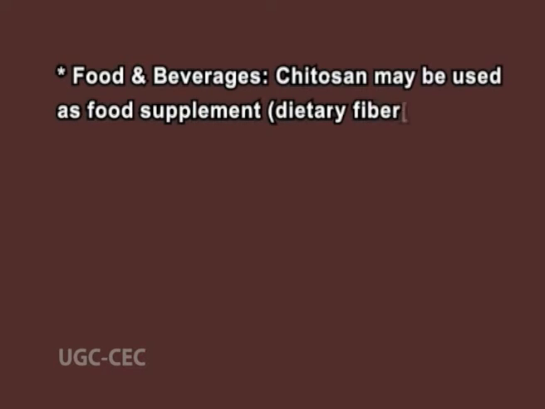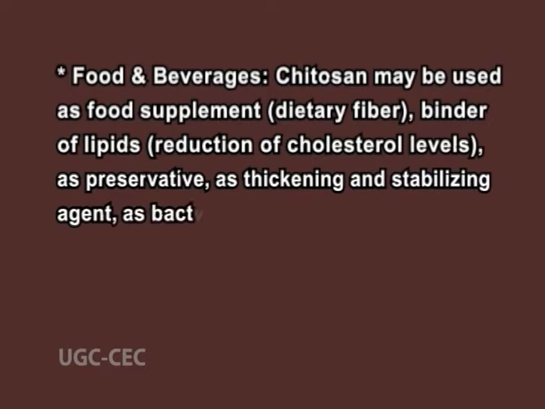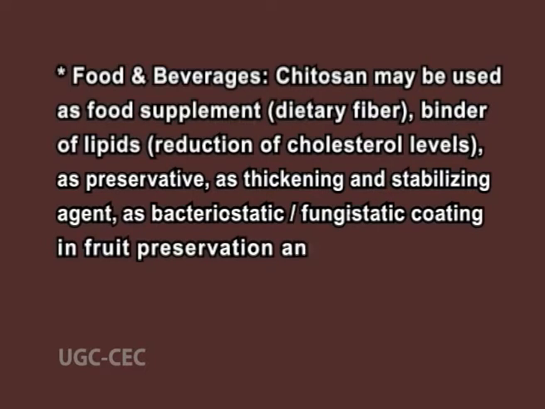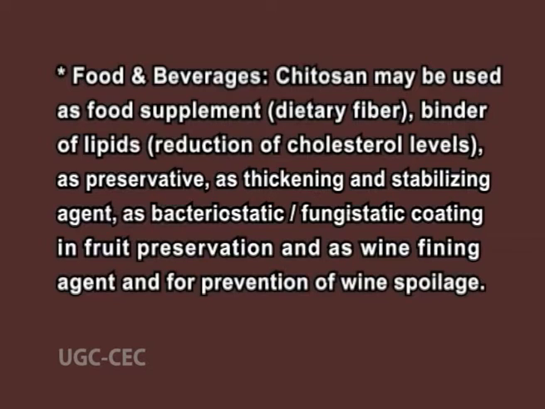In the food and beverage sector, chitosan may be used as food supplement, that is as dietary fiber. It can be a binder of lipids, thereby leading to reduction of cholesterol levels. It can be used as preservative, as thickening and stabilizing agent, as well as bacteriostatic, fungistatic coating in fruit preservation, and as wine fining agent and for prevention of wine spoilage.